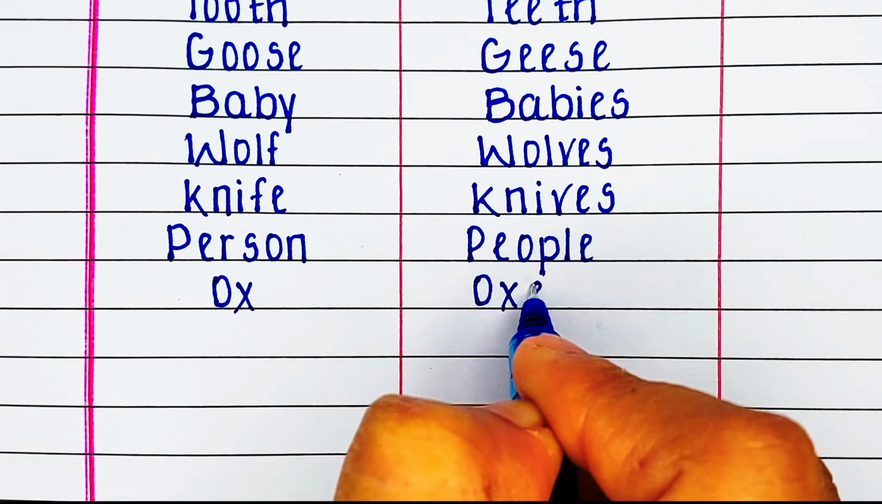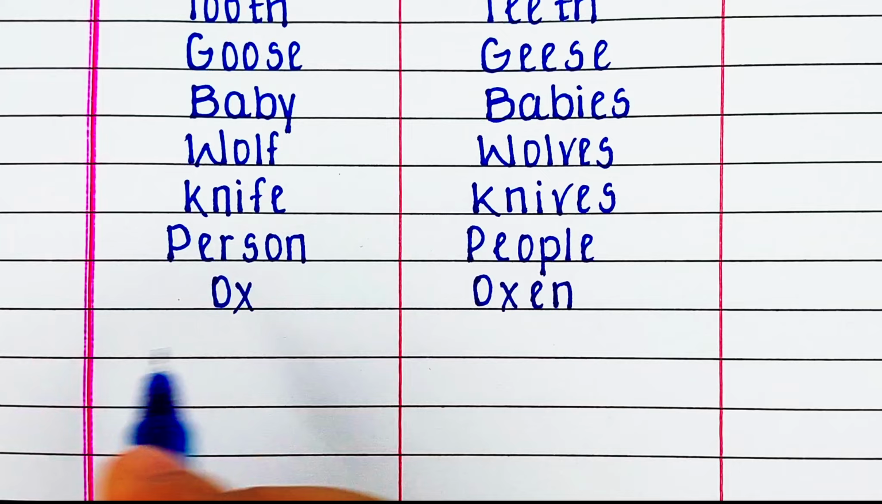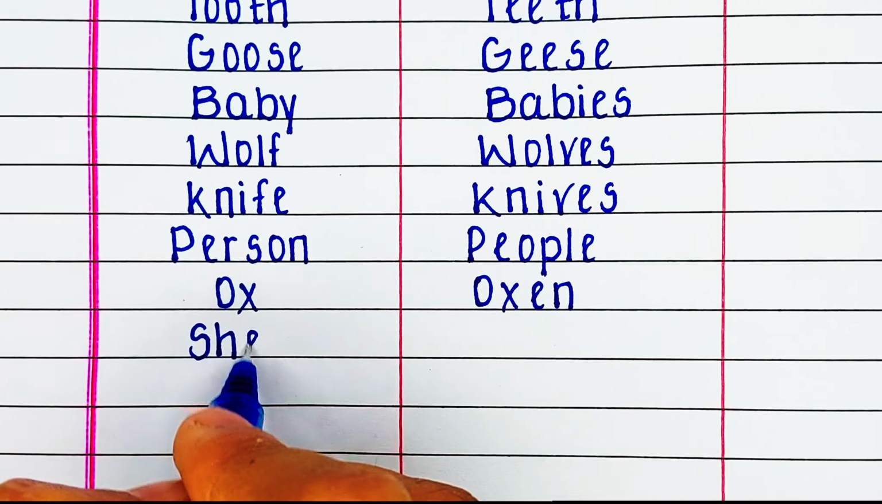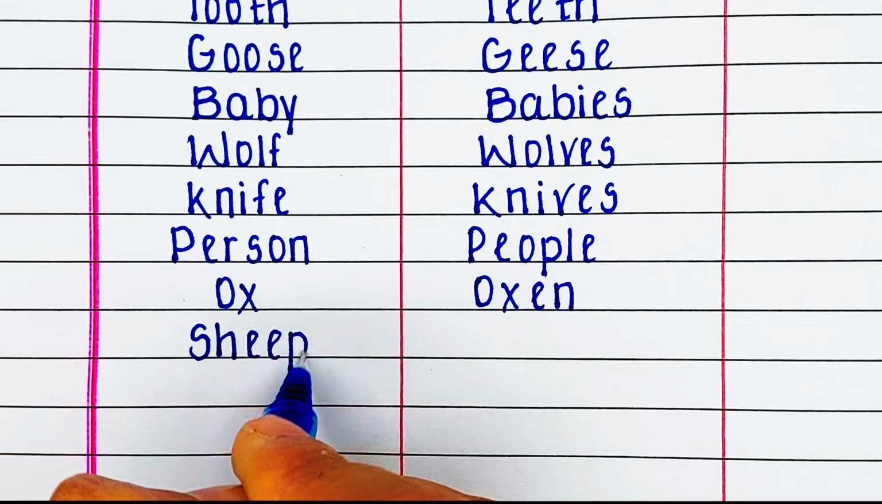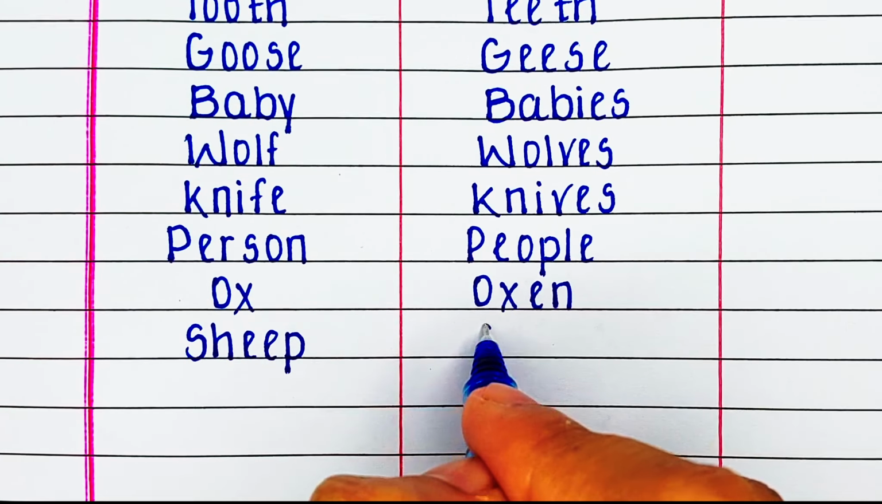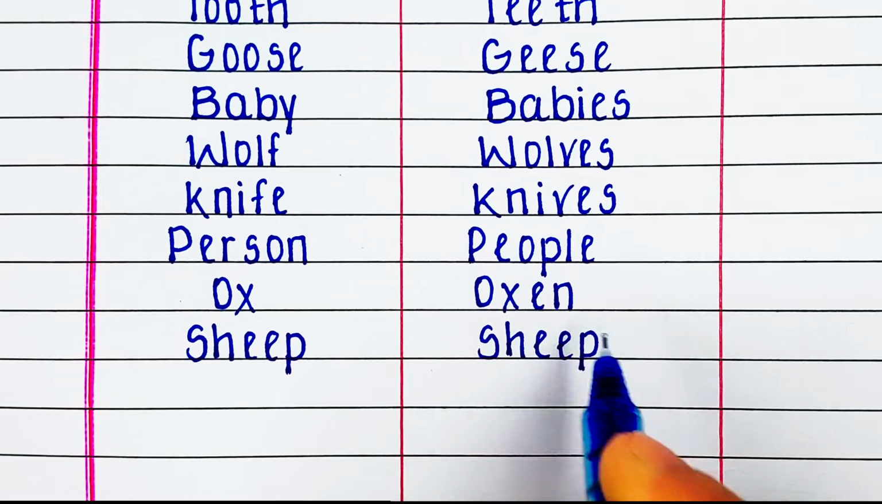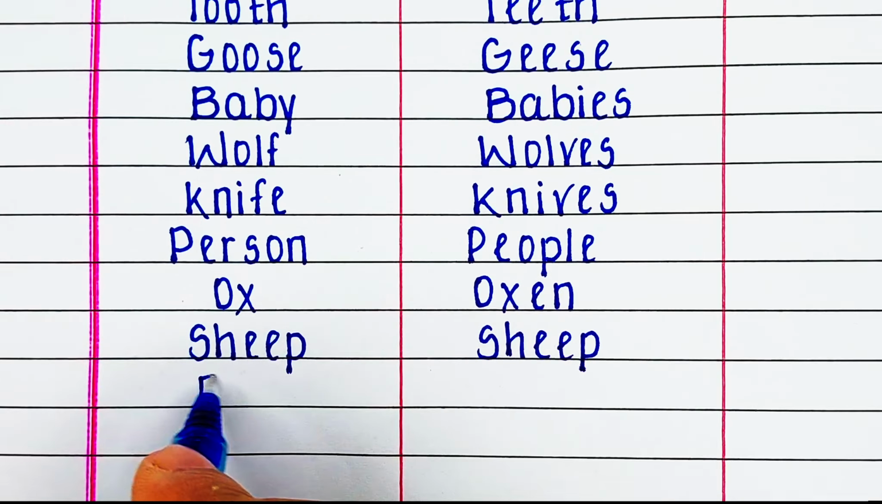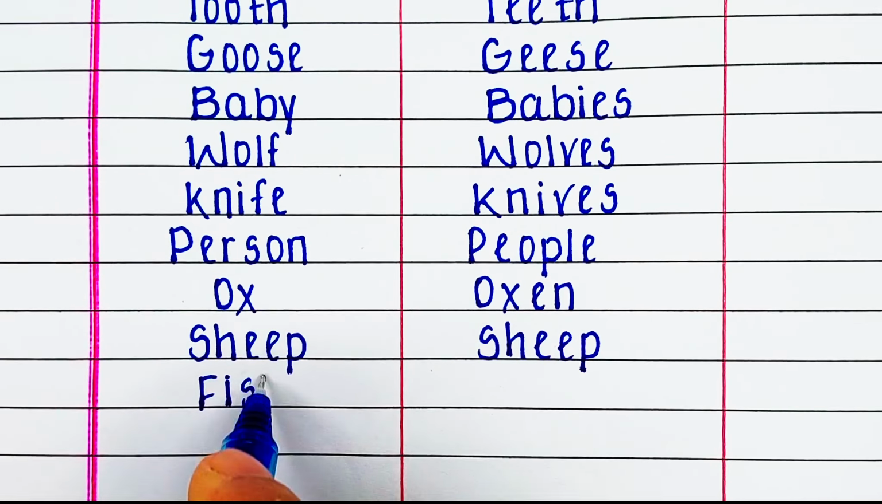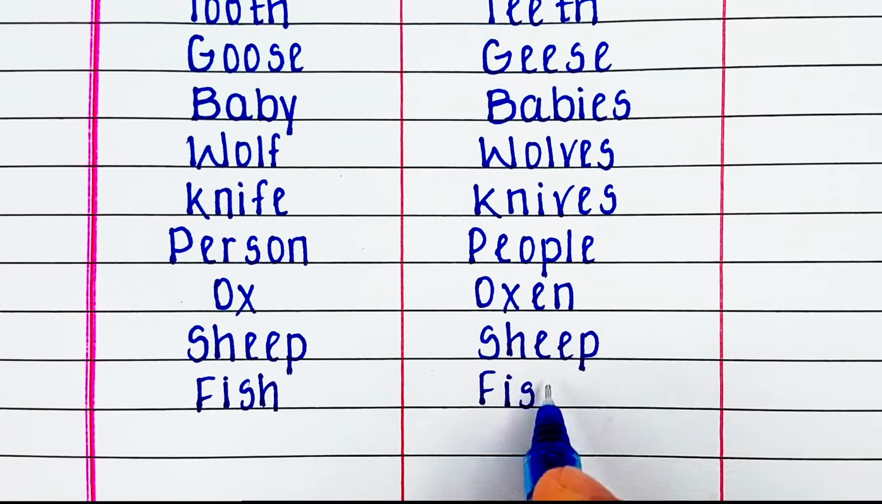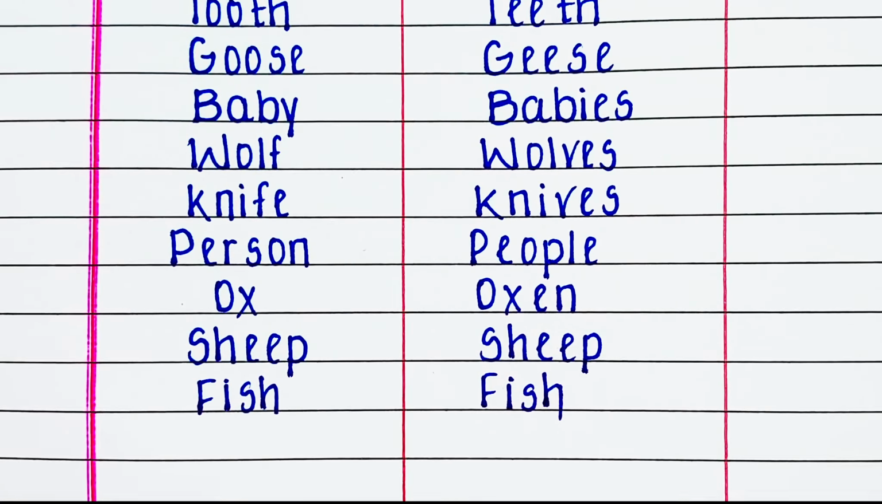Next word is ox. Its plural is oxen. Next word is ship. In plural also we will write ship. Next word is fish. Its plural is fish.